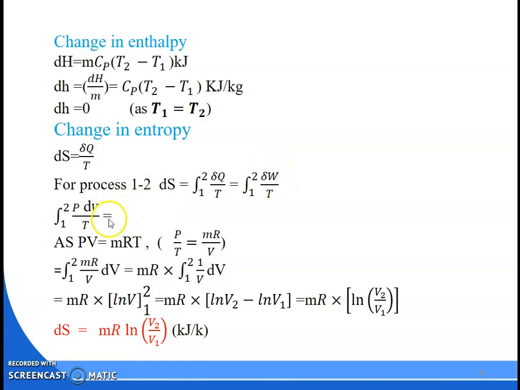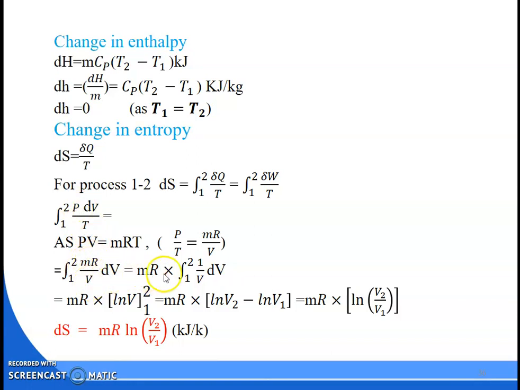So what is your del W? Del W, we know, is P dV. W is equal to integration of P dV. Then del W is equal to P into dV. So as PV is equal to mRT, what is your P by T? P by T is equal to mR by V. So here P dV by T. In place of P by T, what can we put? We can put mR by V into dV.